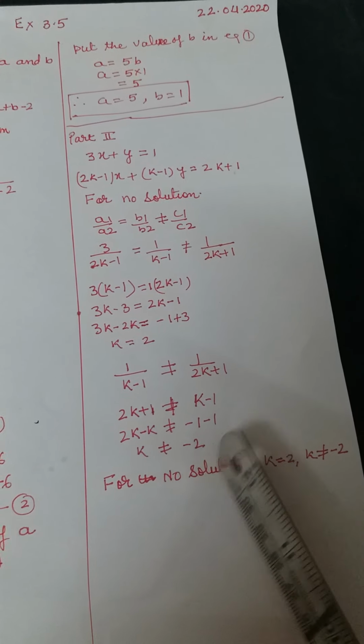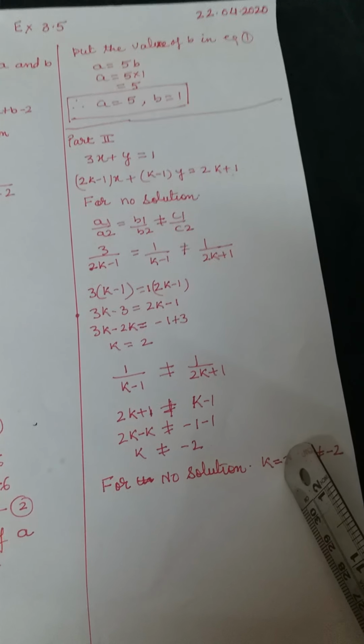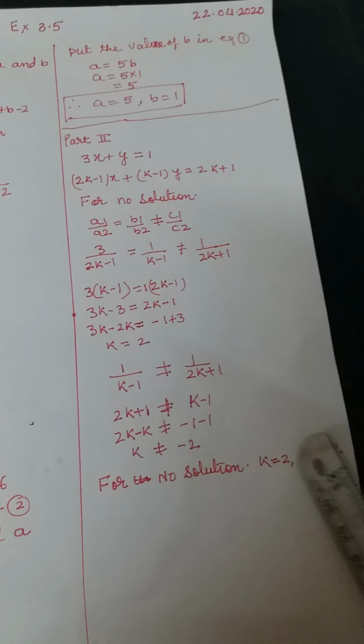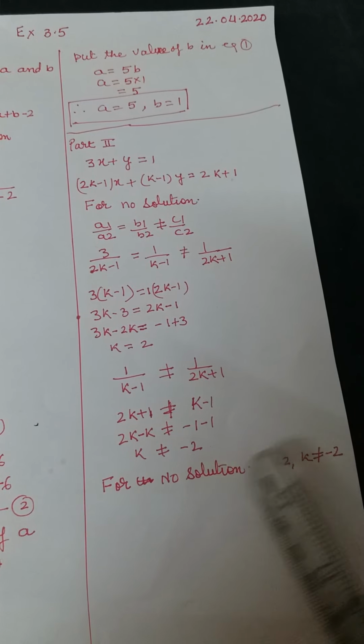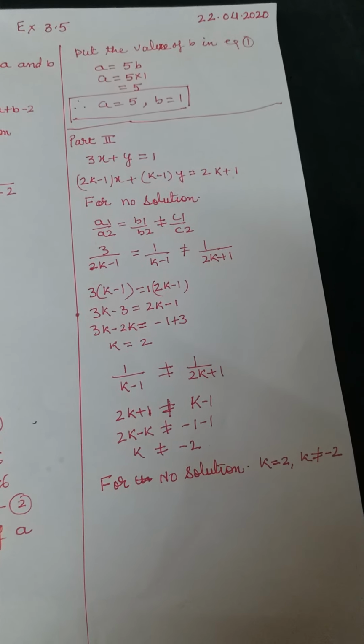Therefore, for no solution of the pair of equations, k will be equal to 1 and k will not be equal to minus 2. If k is equal to 1 and k is not equal to minus 2, the above pair of linear equations will have no solution.